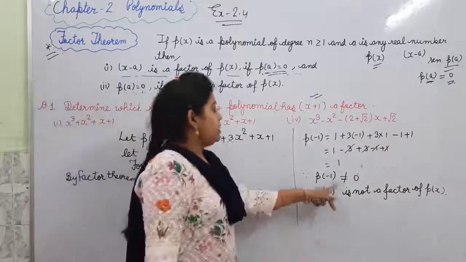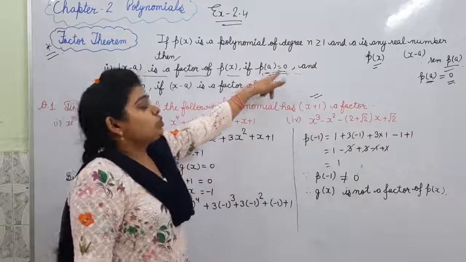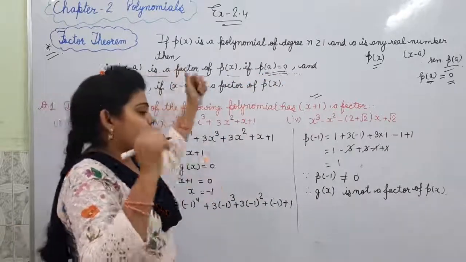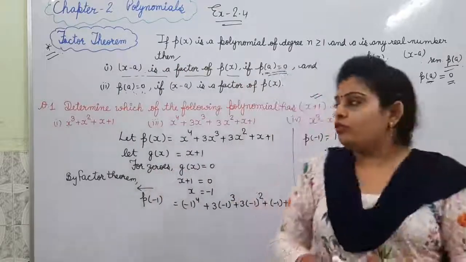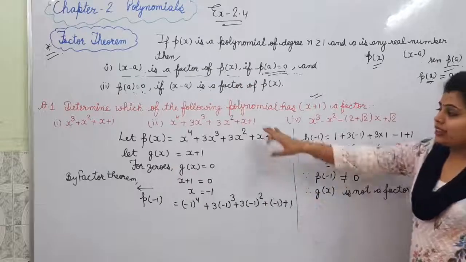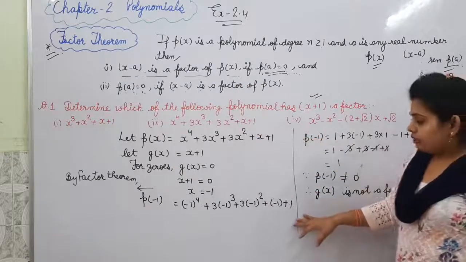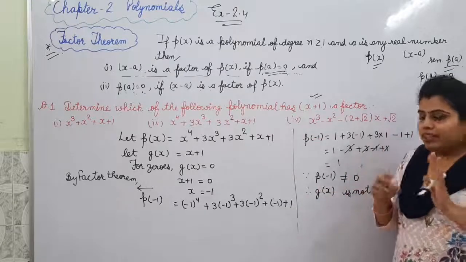And if this P of A is not equal to 0, ये हमें 0 नहीं मिला. If it is not equal to 0, then x minus a will not be the factor of P of x. Similarly, this g of x is not a factor of P of x. This is its third part. Now dear students, I hope this factor theorem is clear to you. You are having no doubt. I am repeating the factor theorem.